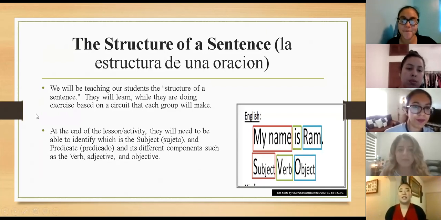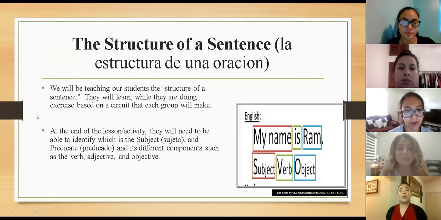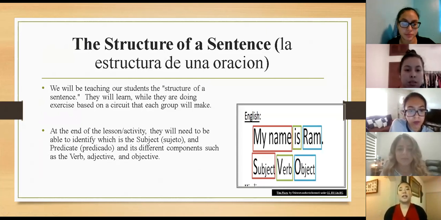We will be teaching our students the structure of a sentence, and they will learn while they're doing exercise based on a circuit that each group will make. At the end of the lesson or activity, they will each need to be able to identify the subject, in Spanish sujeto, and predicate, predicado, and its different components such as the verb, verbo, adjective, adjetivo, and object, objeto.